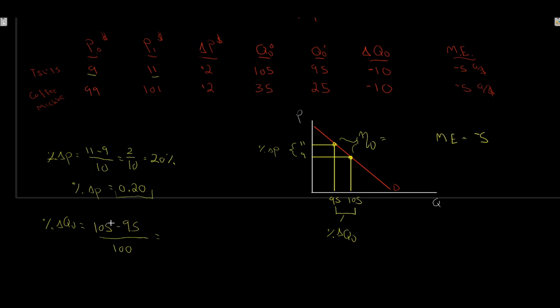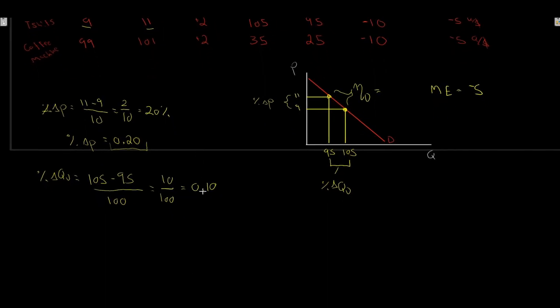What do we have here? Well, that's going to be 10 over 100 or 0.10, 10%. So, okay, we worked that out. We can work out then our elasticity of demand. Elasticity of demand is percent change in quantity demanded for a percent change in the price. And that's going to work out to 0.10 all over 0.2, which is 0.5. Woo! We've solved our elasticity of demand.